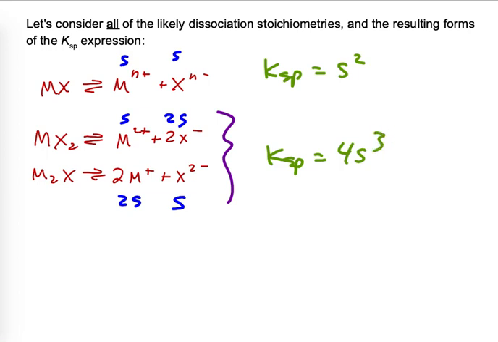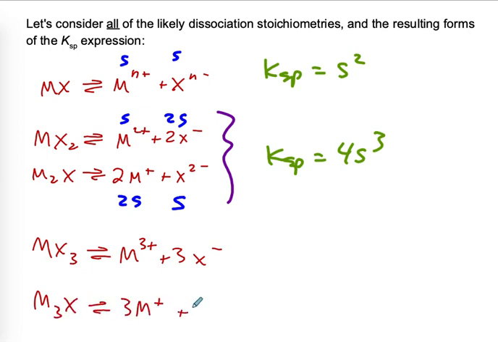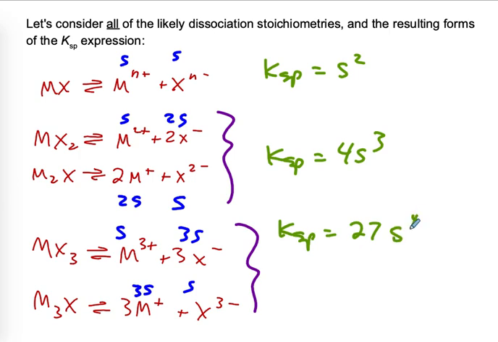What about if 4 ions are produced? I can think of 2 likely ways for that to happen. MX3 dissolves and dissociates to form M3+ plus 3X-, or M3X dissolves and dissociates to form 3M+ plus X3-. The corresponding solubilities would be S and 3S, or 3S and S. Either way, there are 4 moles of ions produced. So that means Ksp is going to be equal to 27 S to the 4th.